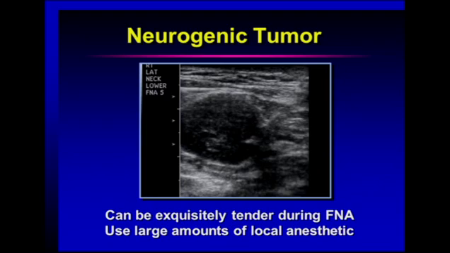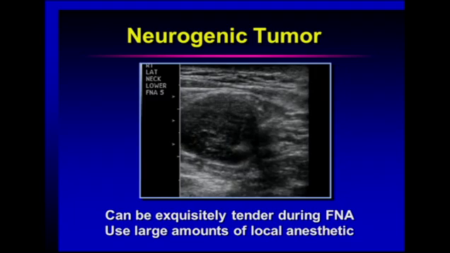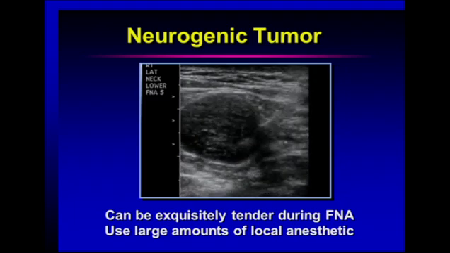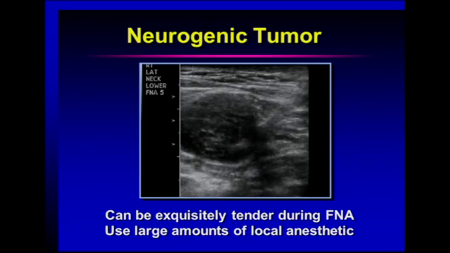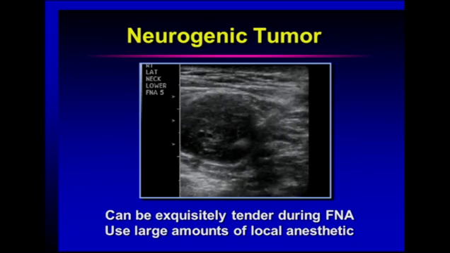If one places a needle into these masses, particularly in patients that have had previous neck surgery where there's a traumatic neuroma, they can be quite sensitive. If you do take several minutes to slowly instill lidocaine around the edge of the mass or into the periphery of it, the patient will let you then place a small needle into the periphery of these masses, and you can obtain cell material that again is characteristic of a neurogenic tumor.